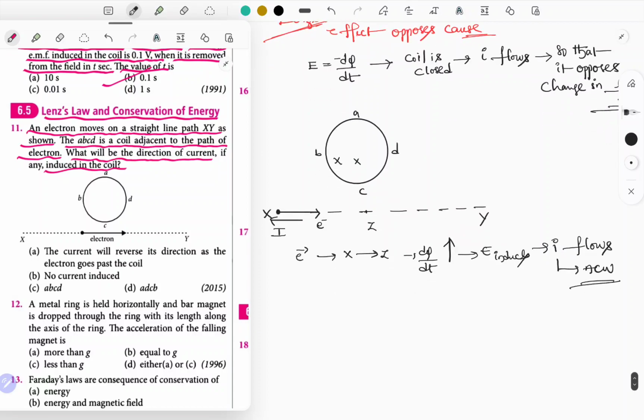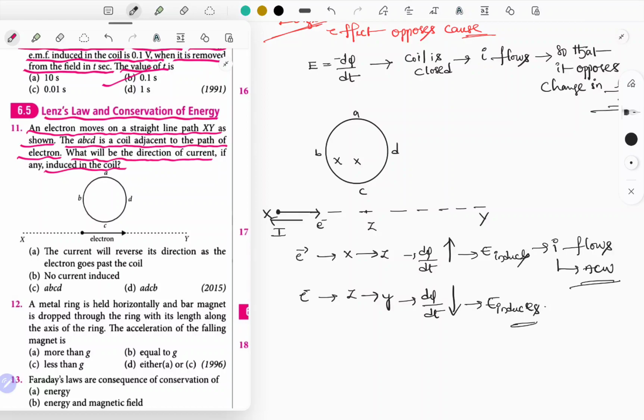Next one. Observe this, the electron is moving from Z to Y, then dφ/dt will decrease, because the electron is moving away from the loop, right? In this case also EMF is induced. For inducing EMF, there should be a change in flux linkages. Whether it is increasing or decreasing does not matter. Whether change of flux is occurring or not, that is more important.